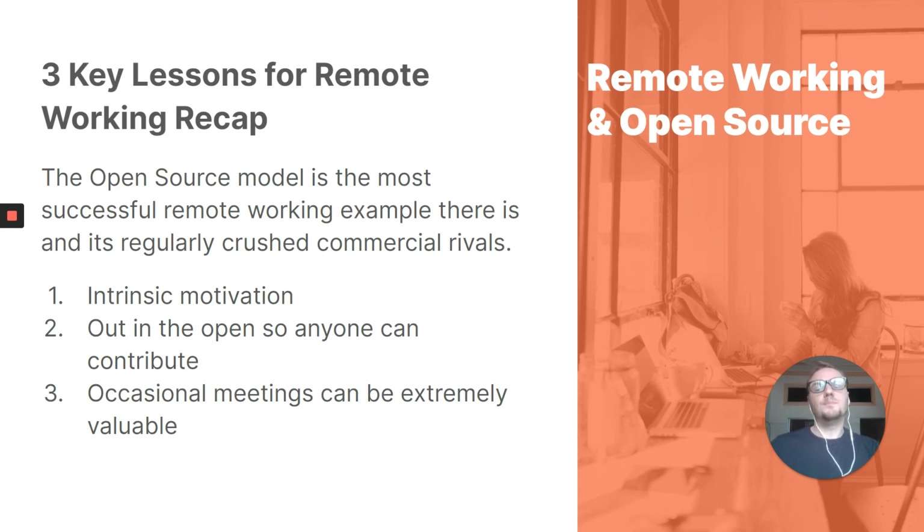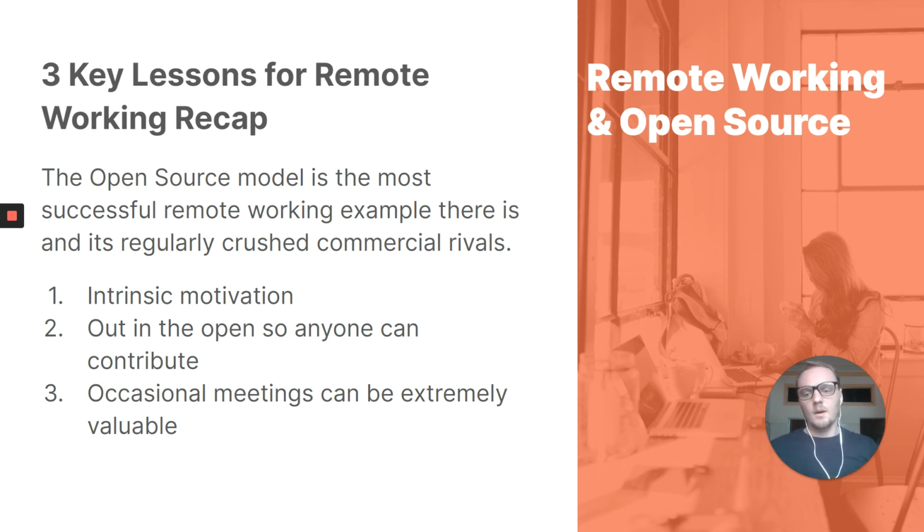So let's wrap up. The open source model is the most successful remote working example there is, and it has regularly produced work that has crushed its commercial rivals. Okay, that's not in doubt. So the three key lessons that we can take for a remote work team are, first, intrinsic motivation. Is the work meaningful? Is it properly defined? Second, is everything out in the open so everyone can contribute, or is it siloed and people feeling very alone and not understanding how their part of the work contributes to the whole?